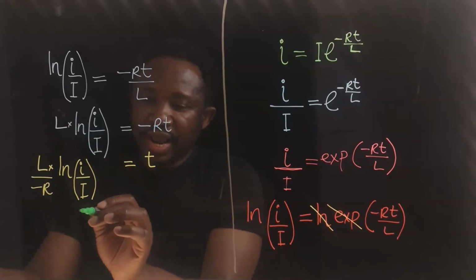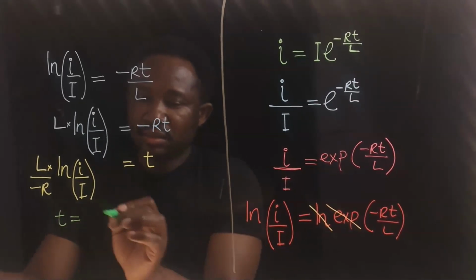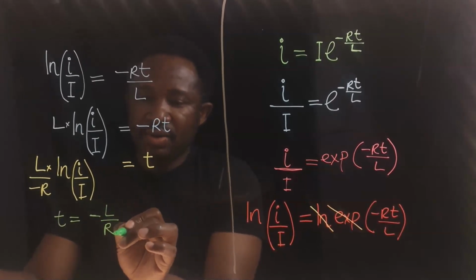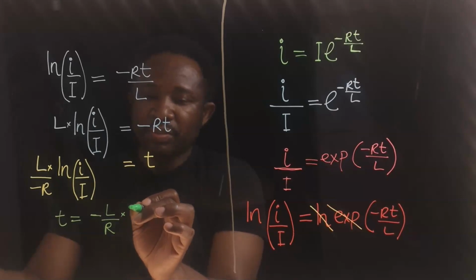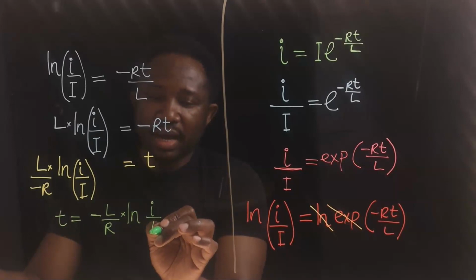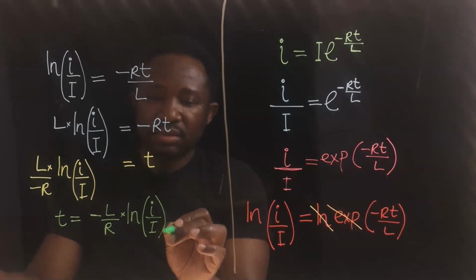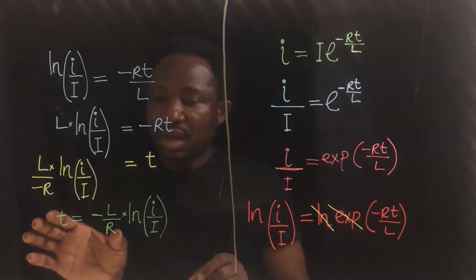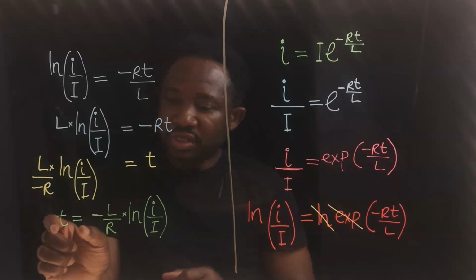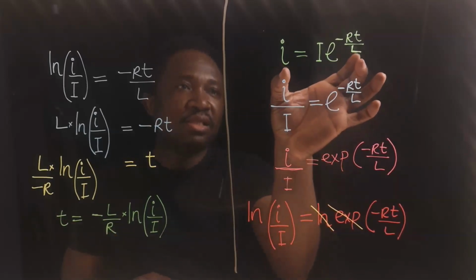We can rewrite this as that T is minus L over R multiply the natural log of i over I in bracket, and this becomes our answer. We have succeeded to make T the subject in this equation.